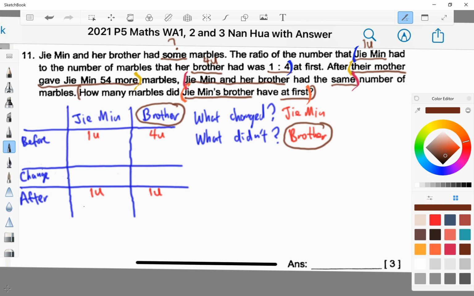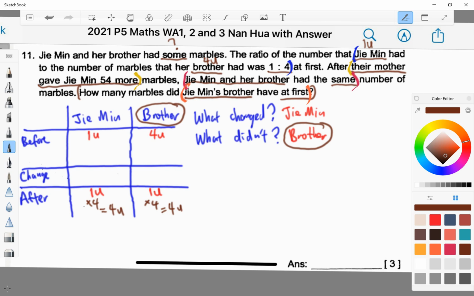So brother was 4 units at first. Brother was 4 units before. Brother must be 4 units in the end because there are no changes that happened to the brother. Then I will put times 4 and times 4. From there, I will put equals 4 units for the brother, and equals 4 units for Jiamin, because in the end, both characters have the same number of marbles left. That is after their mother gave Jiamin 54 more.